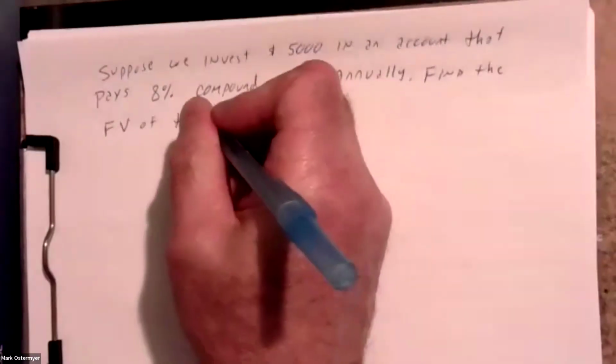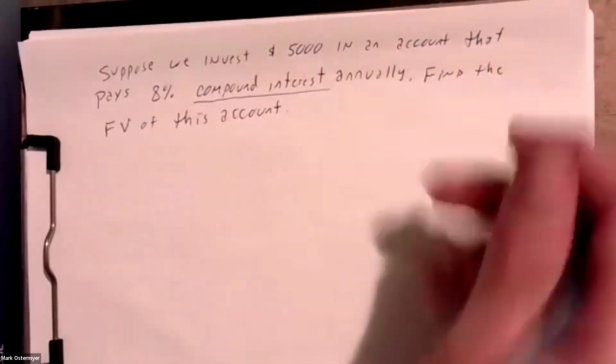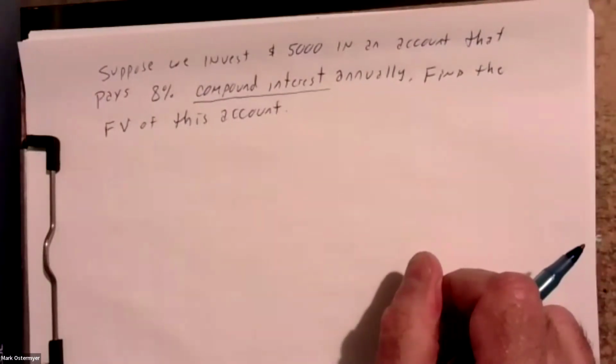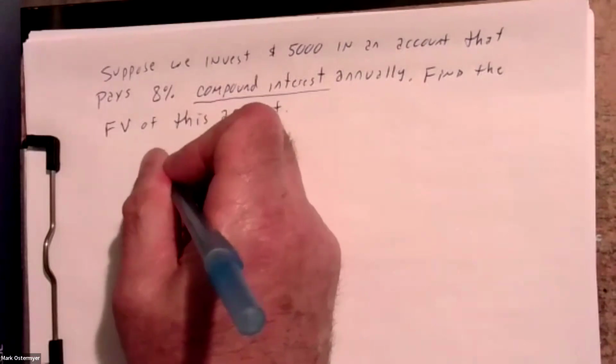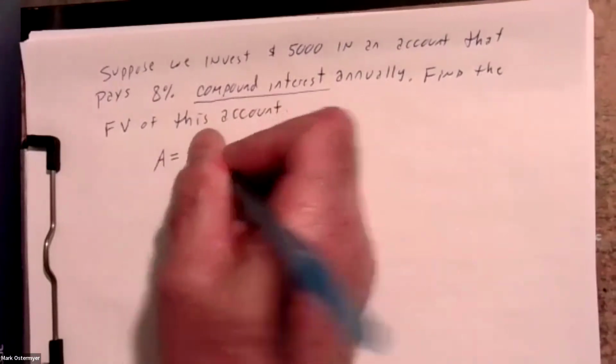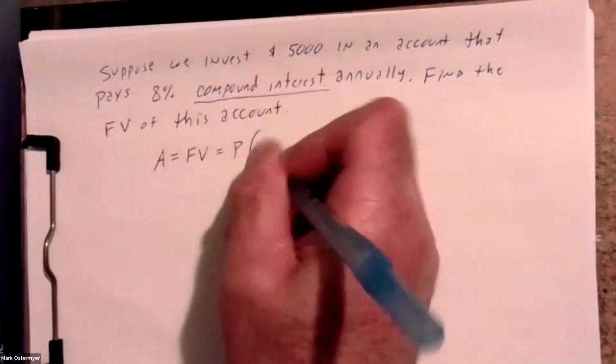Notice the interest now is not simple interest, it's compound interest. So we cannot just use our simple interest formula anymore. It will not work. All right, so to the situation, we have to bring in our future value compound interest formula, which is right here.